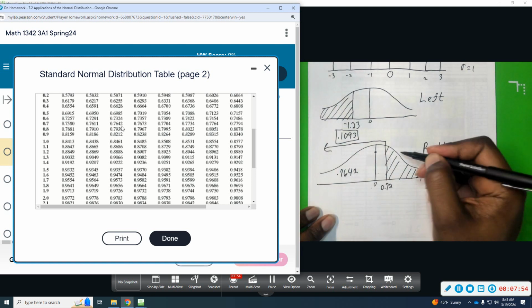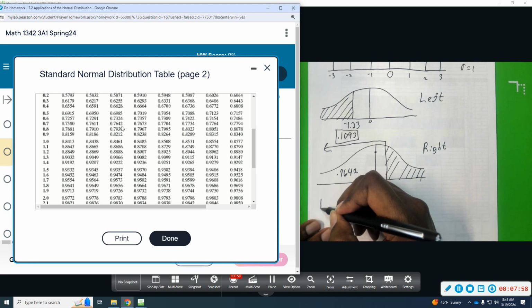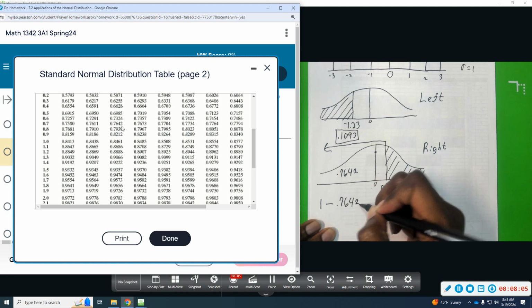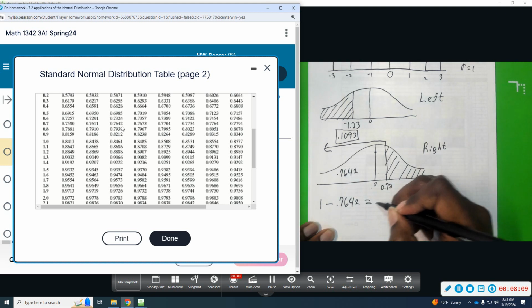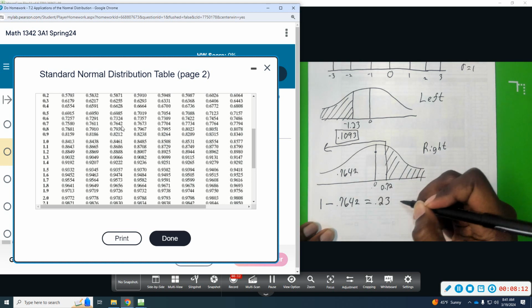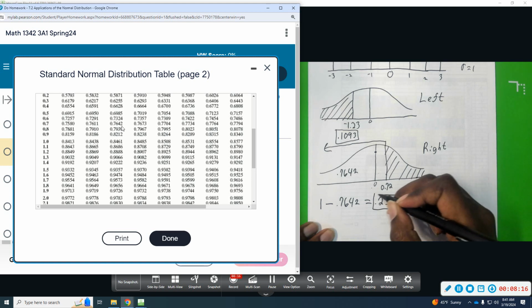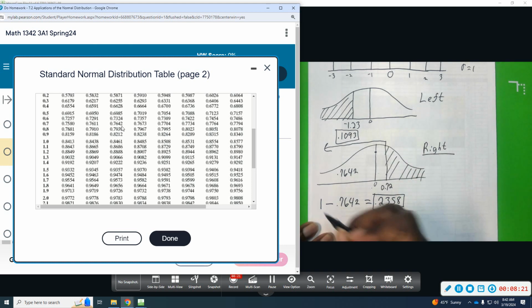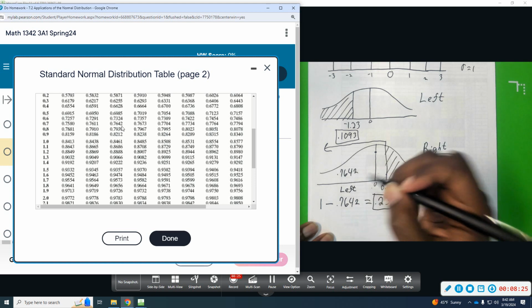We want the area to the right. So if I want to find the area to the right, you always will do 1 minus the area to the left, which would be 0.7642. So if I do 1 minus that, you can use a calculator, it will give you 0.2358. Now, anytime you want to find the area to the right, you're going to do 1 minus the area to the left, which is what you get from the table.